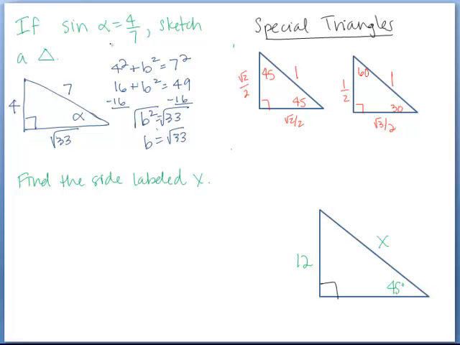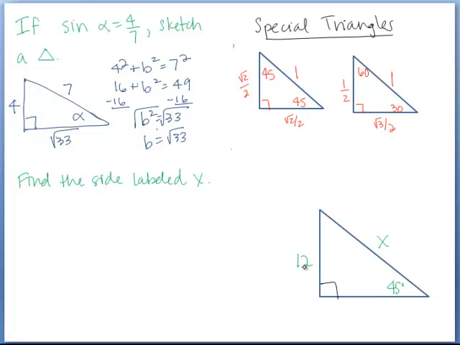Okay, so the next problem is asking us just to find the side labeled x in this triangle right here. To find the side labeled x, what we need to do is look at this triangle and see what we know. We know that one of the angles is a 45-degree angle, and we also know one side.